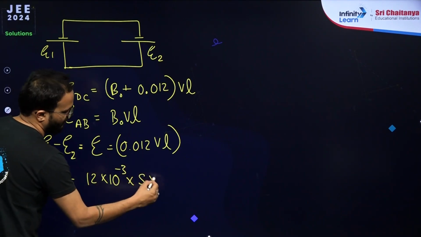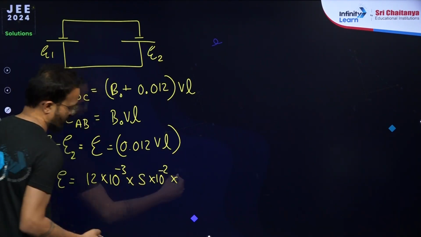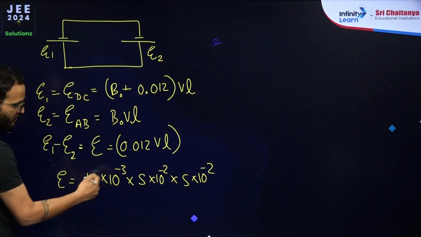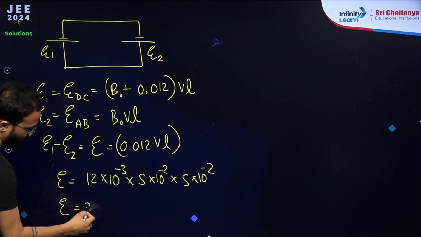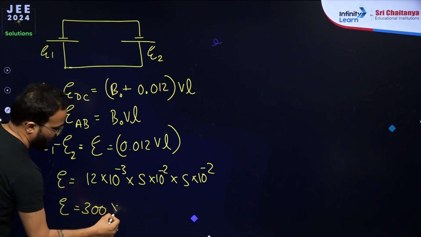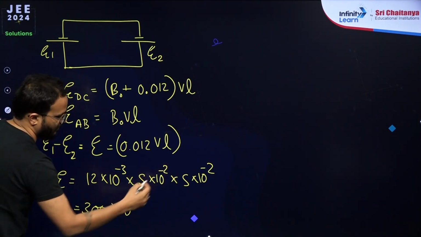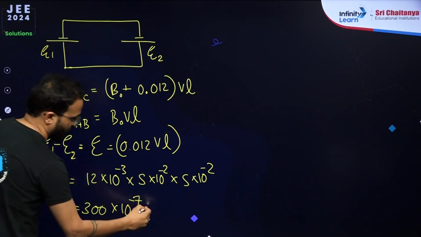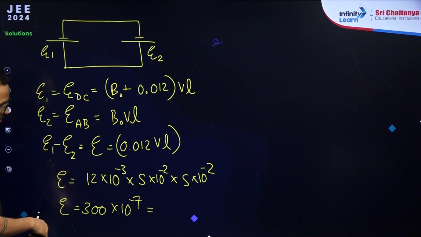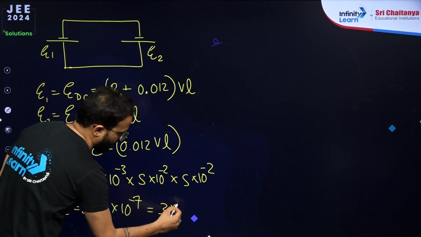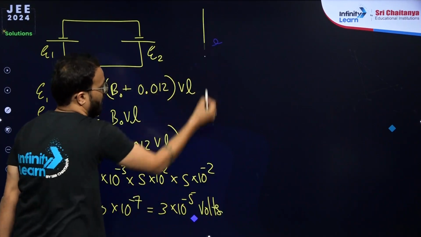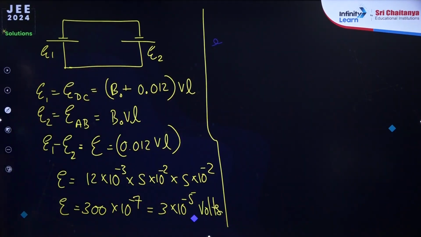If you're looking for the values, it will be 12 into 10 to the power minus 3 into 5 into 10 to the power minus 2 into again 5 into 10 to the power minus 2. So 5 5s are 25. 25 into 12 will be 300 into 10 to the power minus 7, which will become 3 into 10 to the power minus 5 volts. So this is the EMF induced just because of the space variation of the magnetic field and the movement of this.